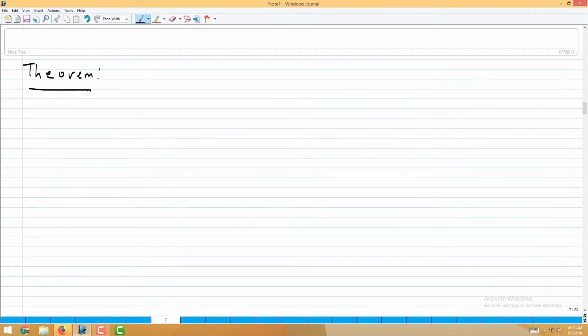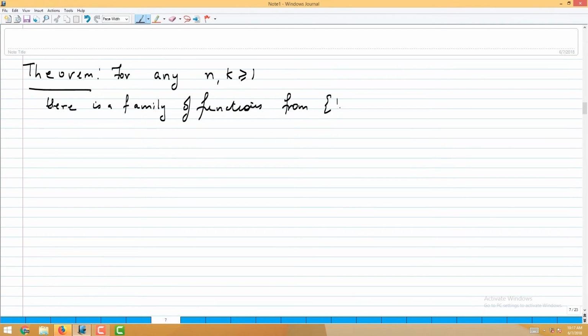Now, this theorem says that for any integers n and k, there is a family with the following property. There is a family of functions which go from 1 to n to 1 to k.